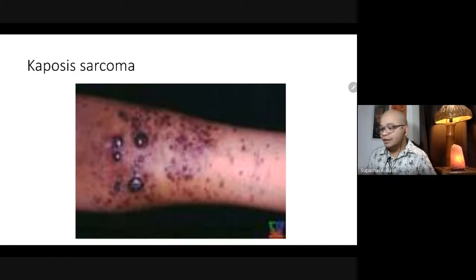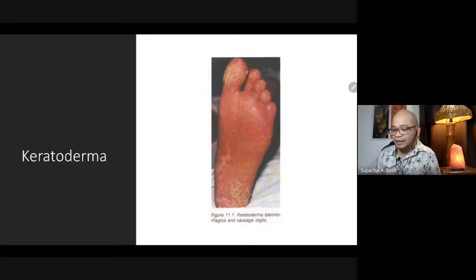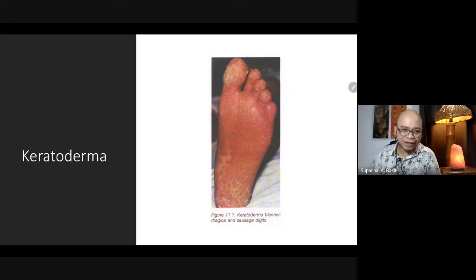Okay, the oral hairy leukoplakia is another precancerous state, and this one is keratoderma. Okay, another malignancy caused by HIV.